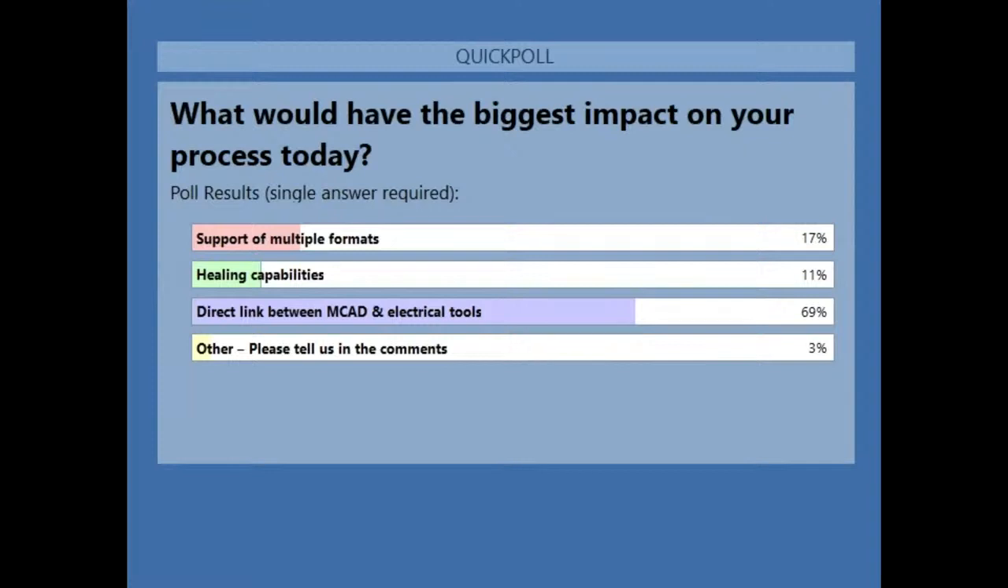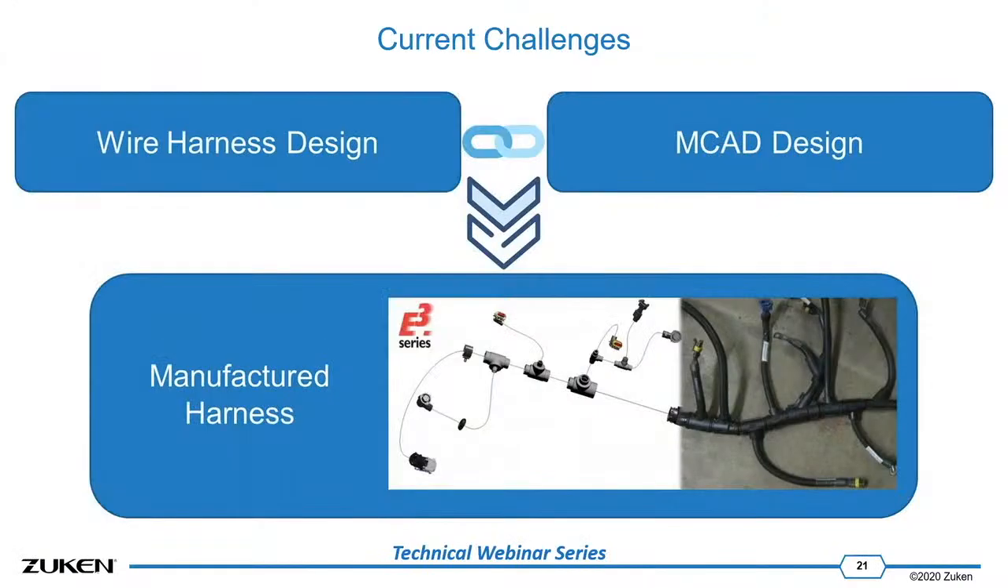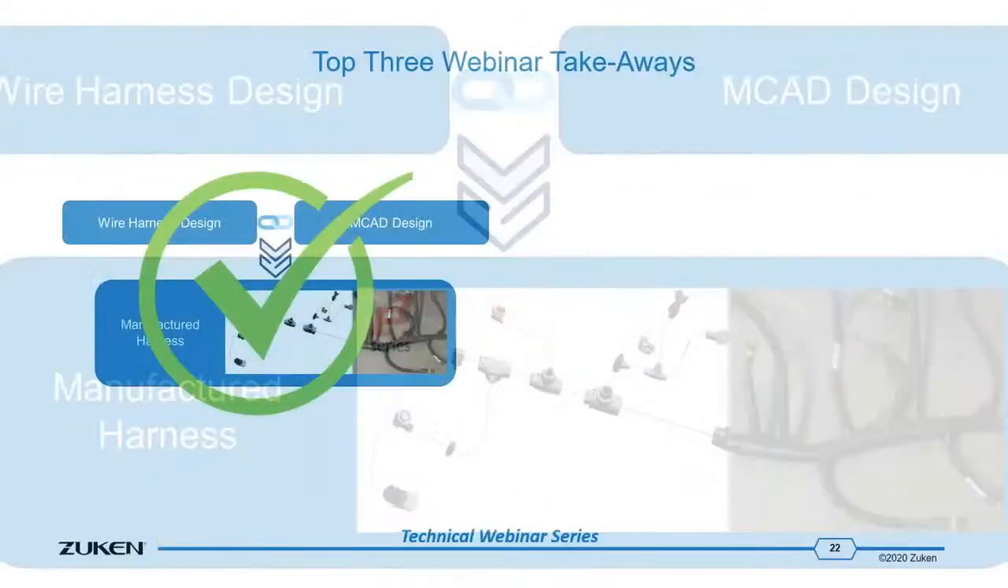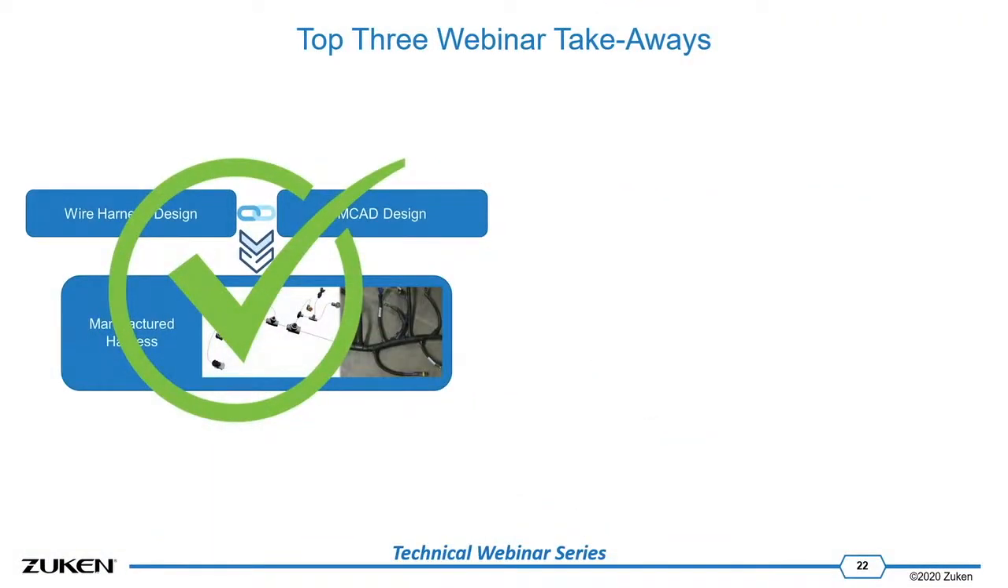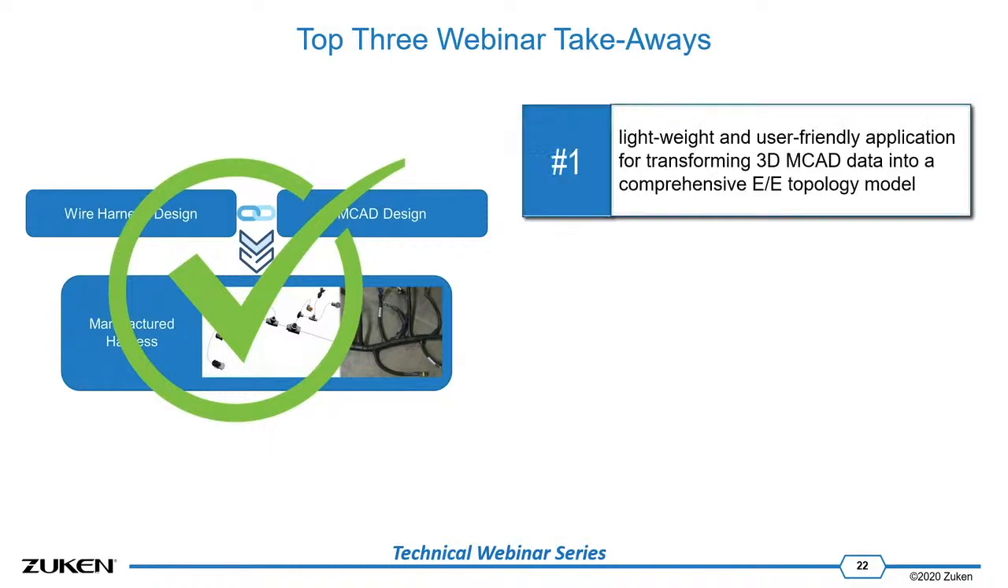So we will continue on to our next slide here. So again, we're just going to reiterate the current challenges, and as we saw in the poll, getting the link between your schematics and MCAD design is a very big challenge for us. And then, like we talked about earlier, is ultimately getting to this manufactured harness. An E3 3D transformer, in my mind, I believe, puts a big check mark on this for us, as we've seen today. And there are a few takeaways that we like to talk about, and the reasons why we think this is a big check mark on that process.